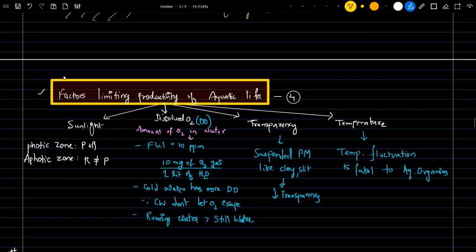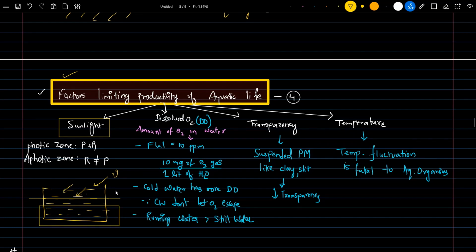Now let's talk about the factors limiting the productivity of aquatic life. The first major factor is sunlight. When we consider any aquatic body, there will be sunlight coming from an external source. There will be a region where sunlight is received properly, and a region beneath it where there will be no sunlight. This is called the photic zone, and this is called the aphotic zone. In the photic zone, both photosynthesis and respiration take place. In the aphotic zone, respiration takes place because some living organisms are present, but there is no photosynthesis.